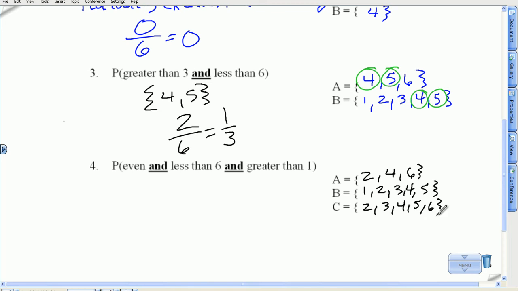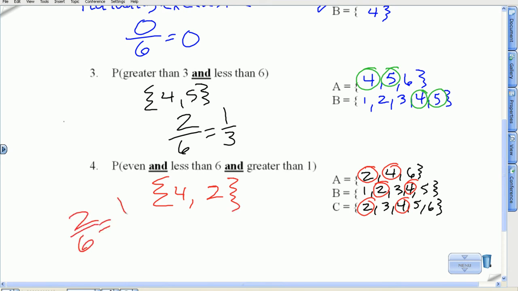Well, I see something. I see a 2. And I see something else. I see a 4, and that's it. So the numbers that are even: 4 is even, 4 is less than 6, 4 is greater than 1, and 2 also. Whoops, I have my order a little messed up. 2 is even, 2 is less than 6, 2 is greater than 1. The probability that your roll has all three of those features is 2 out of 6, or 1/3.